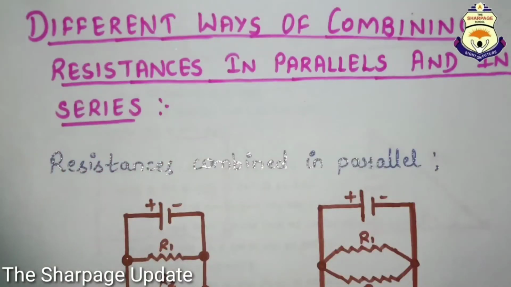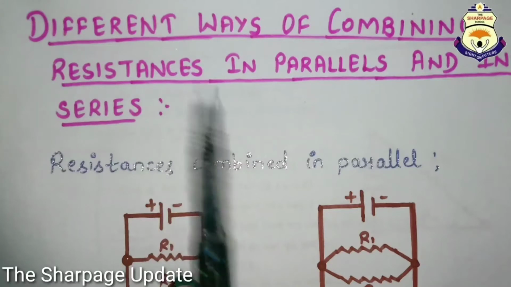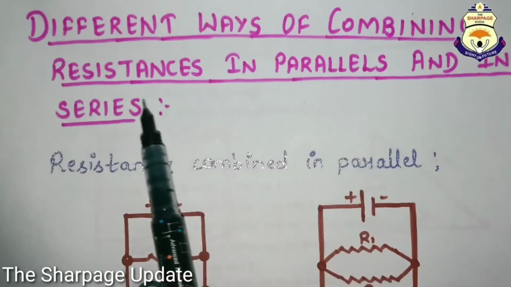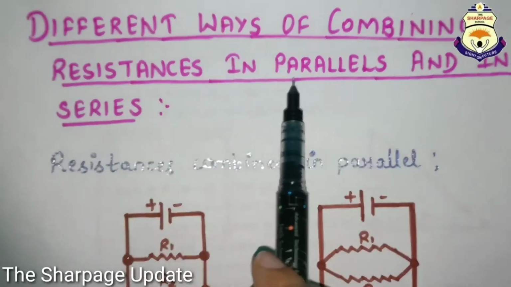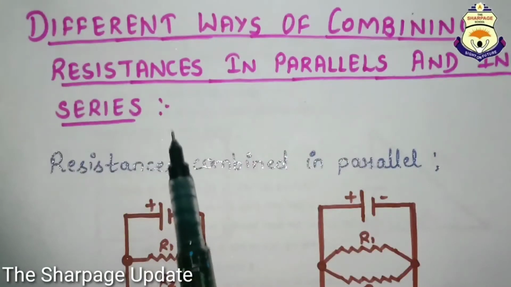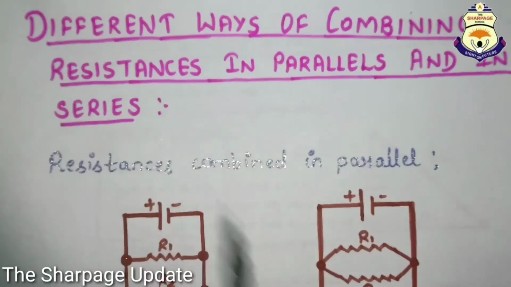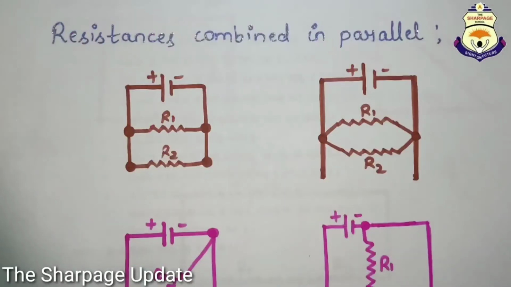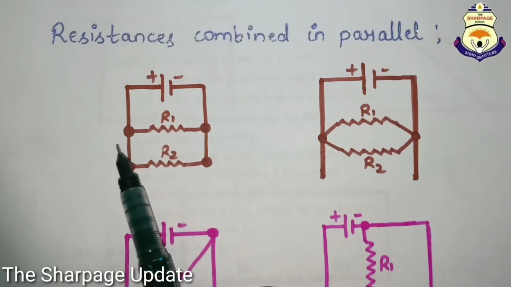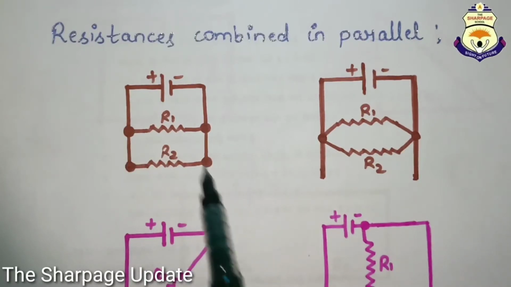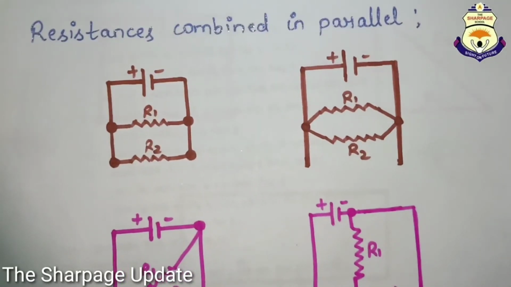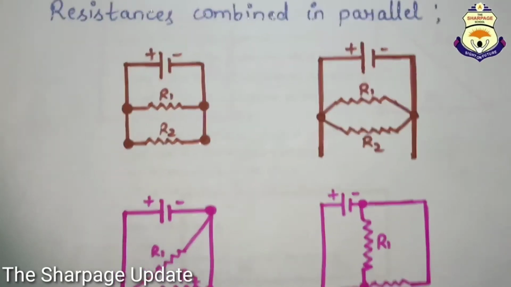Now we will study some different ways of combining resistances in parallel and in series. Dear students, there are many different ways of connecting resistances in parallel and in series. The bending of the connecting wires doesn't change the movement of the electrons. Therefore, all the circuits are electrically the same. These are some different ways of combining resistances in parallel.